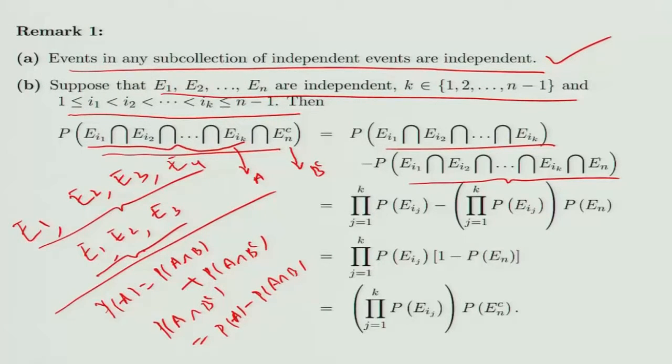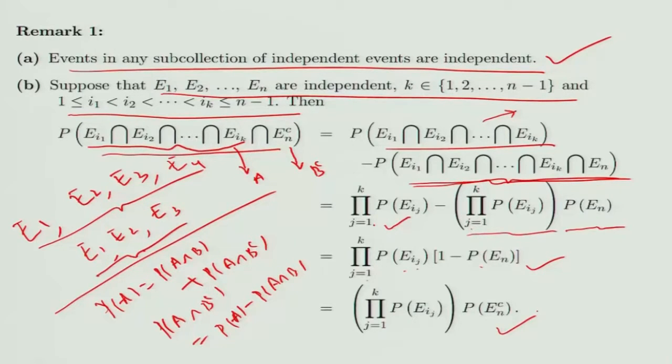So this is A intersection B. But E1, E2, En are independent, so probability of any joint occurrence of a subcollection of them would be the same as the product of individual probabilities. So that is what is coming over here. Now this is also a subcollection of E1, E2, En, so probability of joint occurrence would be the same as the product of individual probabilities. So the product can be written as product over j equal to 1 to k of P of Eij, and then P of Ei. Now this is common, so product over j from 1 to k of P of Eij, times 1 minus P of En, but 1 minus P of En is the same as P of En complement.